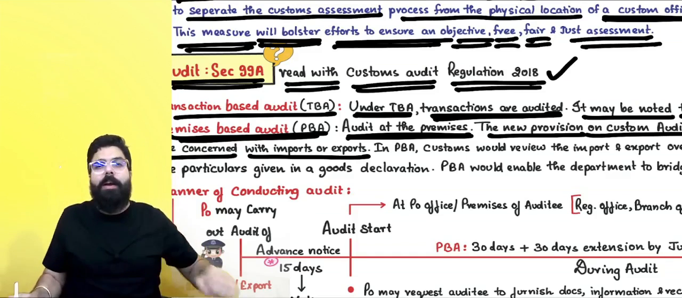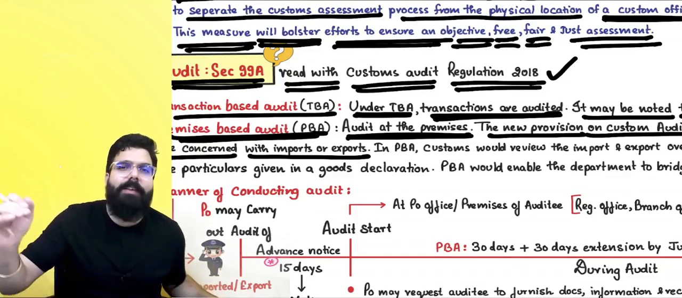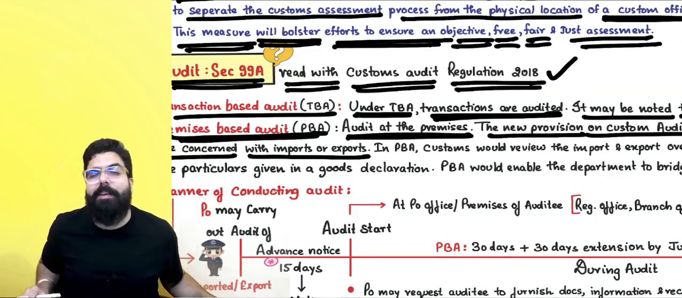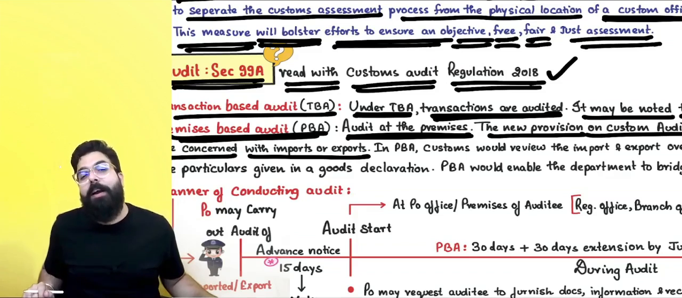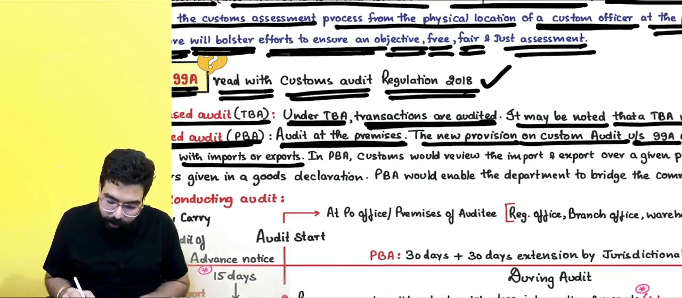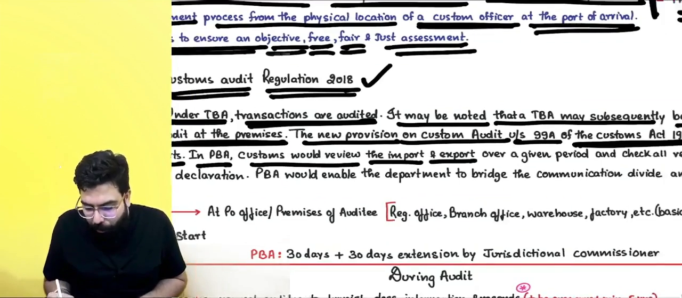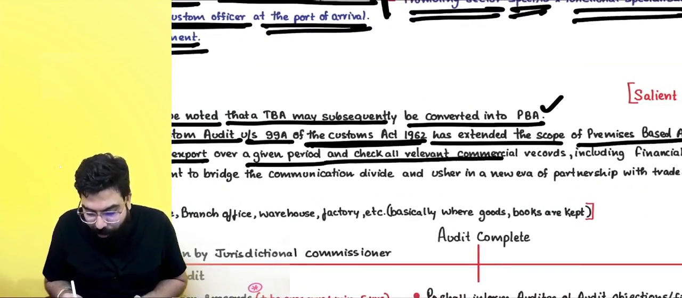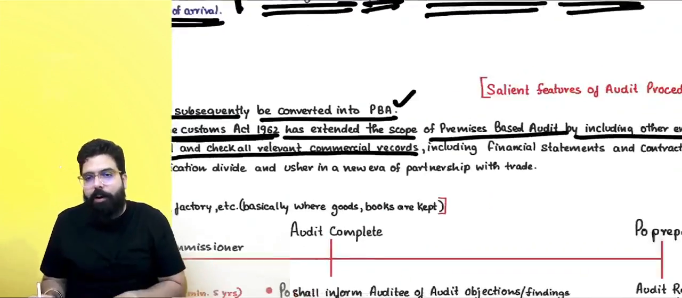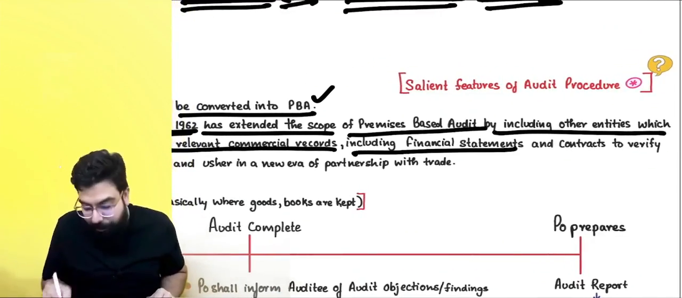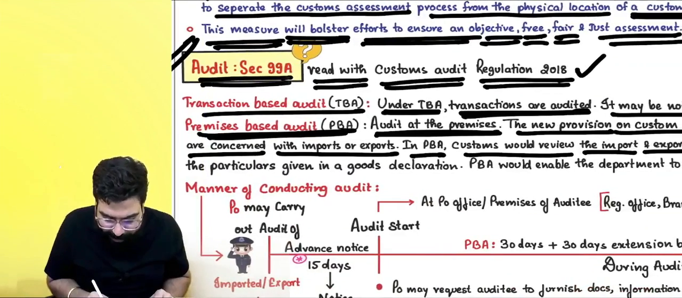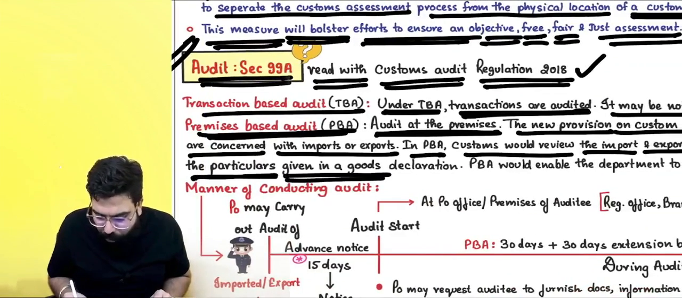For example, sir, a custodian is there. For example, a clearing and forwarding agent is there. Their audits can also happen under 99A. In a premises-based audit, customs would review the import and export over a given period of time and check all relevant commercial records, including financial statements and contracts, to verify the particulars given in the goods declaration.